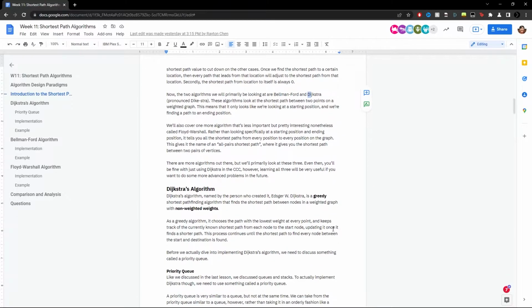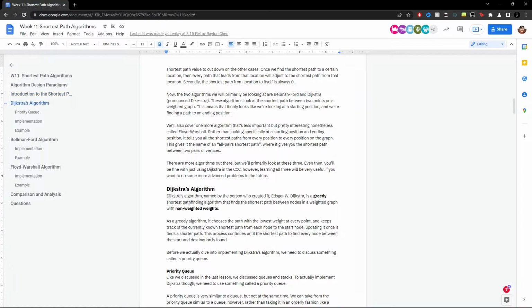All right. So Dijkstra's algorithm is named after the person who created it, Edgar W. Dijkstra. He's a Dutch guy. It is a greedy shortest path finding algorithm that finds the shortest path between nodes in a weighted graph with non-negative weights. So it's a greedy algorithm, meaning it wants to always take the shortest path no matter what. It's lazy, it's like us. We don't want to do all the work. We want to take the shortest route.